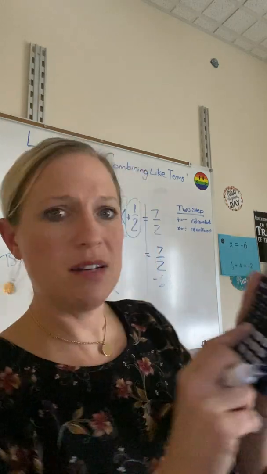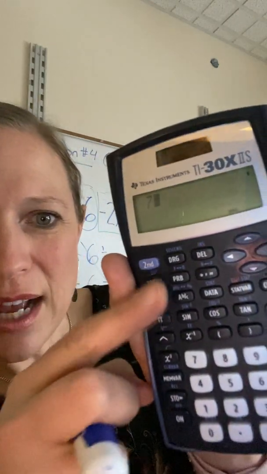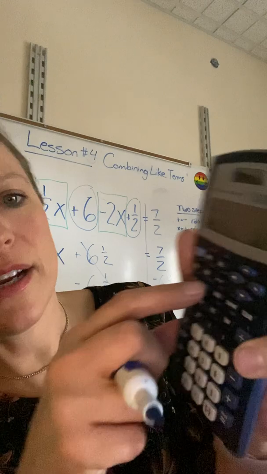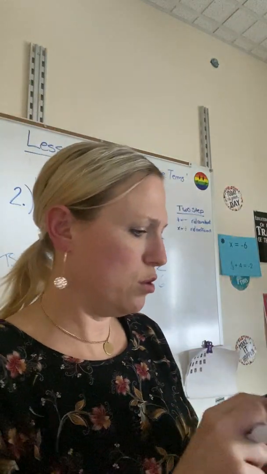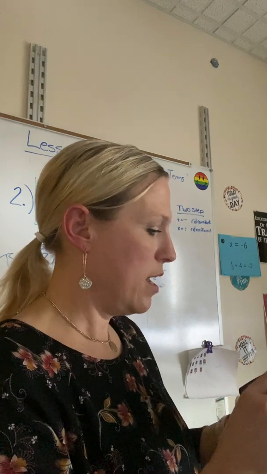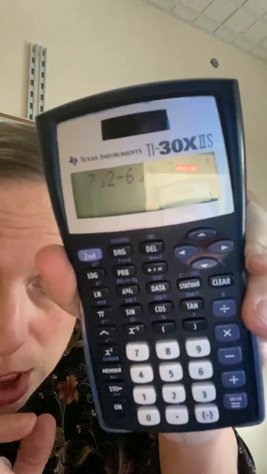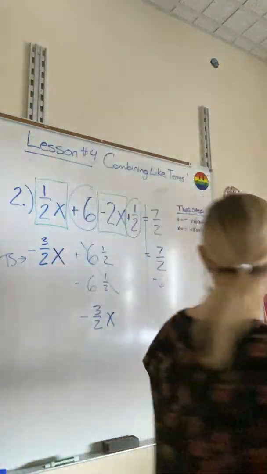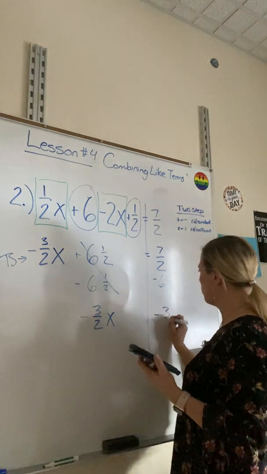So we're gonna do 7, can you see this? ABC button, where is it? It's right here. 7 ABC button 2 minus 6 ABC button 1 ABC button 2. Your thing should look like this. All right, enter. Oh, I get negative 3, woohoo.